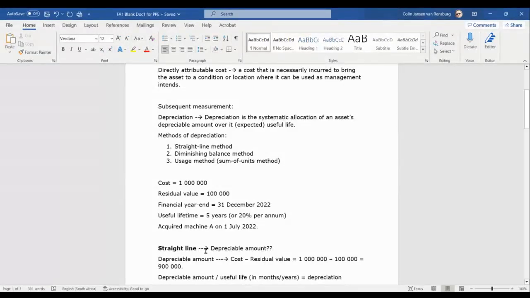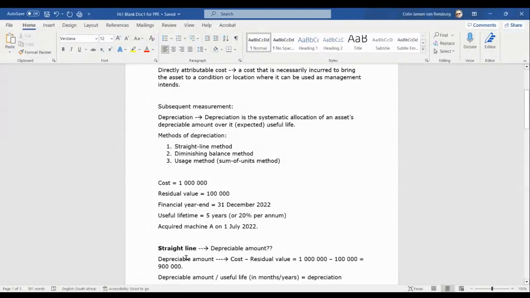So when we are using the straight line method, the first thing that we've got to ask ourselves is, what is the depreciable amount? In other words, we want to calculate what portion of the cost we are going to use up or consume by using that particular asset. So that will be the cost that we bought it for minus the 100,000 rands that we believe we can sell it for. So it means our depreciable amount, the value of the cost that we are going to consume or use up by using that machine A, will amount to 900,000 rands over that full 5-year period.